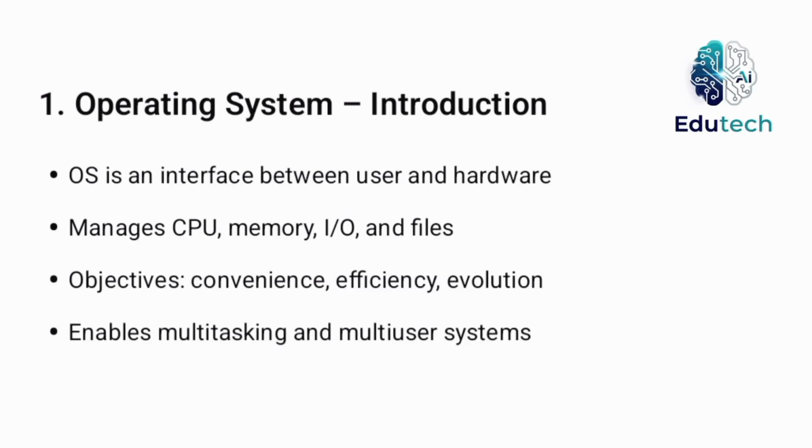Introduction to operating systems. An operating system (OS) is a system software that acts as an interface between the user, applications, and computer hardware. It manages hardware resources efficiently and provides services for program execution. The primary objectives of an OS are convenience, efficiency, and ability to evolve. A typical operating system performs essential functions such as process management, memory management, file management, I/O management, and protection.